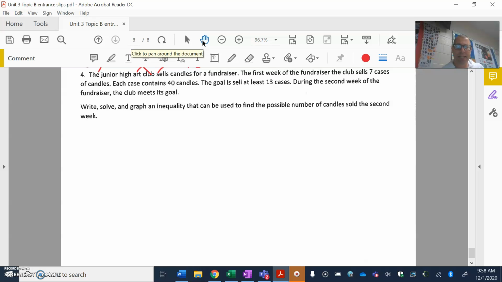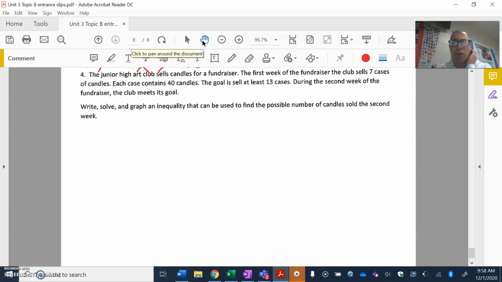week. Okay, let's go back here. 7 cases of candles, each contains 40 of them. The goal is to sell at least 13 cases. During the second week of the fundraiser, the club meets its goal. So the first week it sells 7 cases. The goal is to get to 13. All that's going on here is I want to take you behind the scenes. What I'm doing is, notice, I'm rereading.